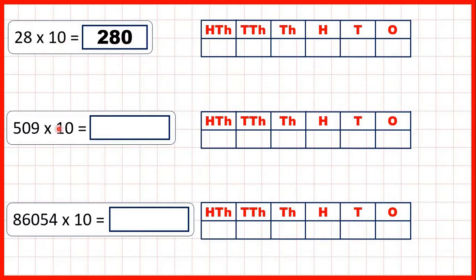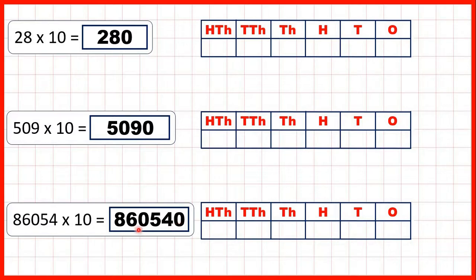So now we have 509 times 10. That's 5090 because we can just write a 0 on the end of our number to multiply it by 10. And now we have 86,054 times 10. That's 860,540. So the number we started with and a 0 on the end.